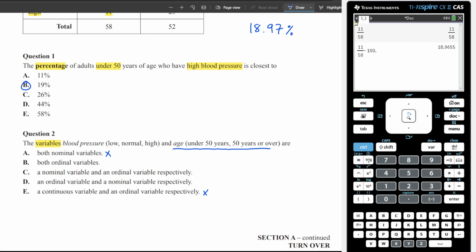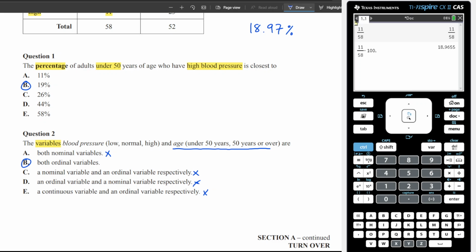When we look at question D, an ordinal variable and a nominal variable, respectively, well, the first one is definitely ordinal. Is the second one nominal? No, it's not. Are they both ordinal, or is the answer C, a nominal variable and an ordinal? Well, the first one is not nominal, so our answer must be B, because we have ruled out all our other answers.